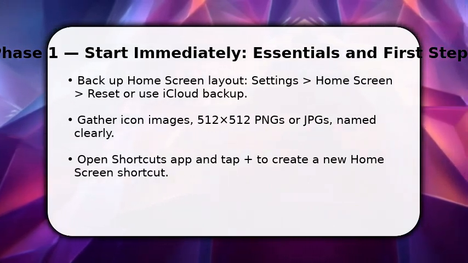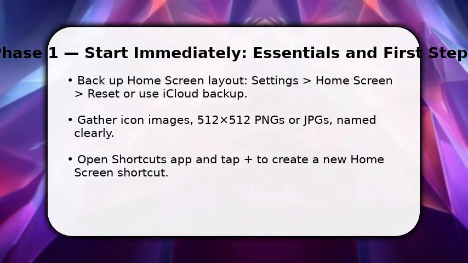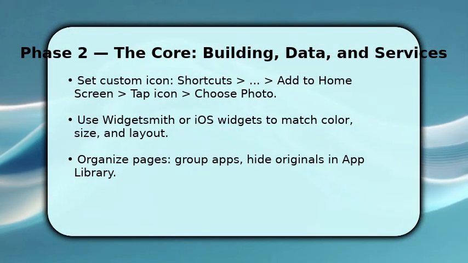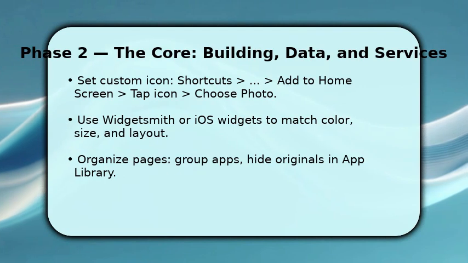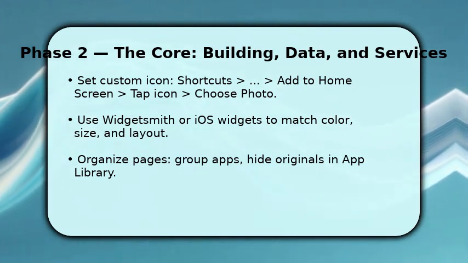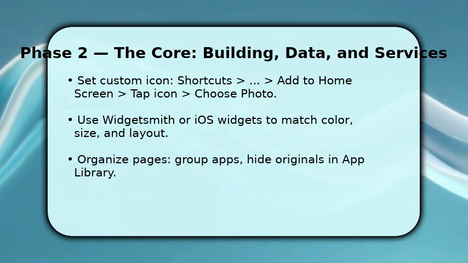It takes a moment, so be precise when naming the shortcut. Make sure to keep the original apps in App Library to avoid losing access. Next, you replace icons and add matching widgets to sell the theme aesthetic. After choosing Add to Home Screen, tap the icon and pick your prepared photo. Label it exactly as the app to keep clarity.